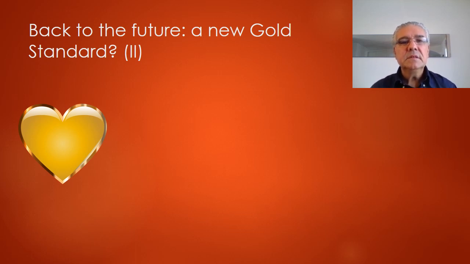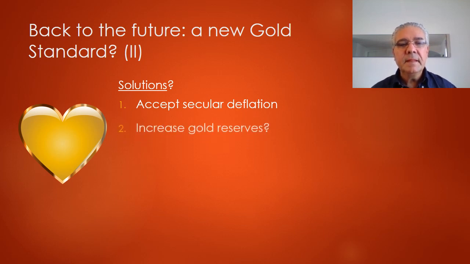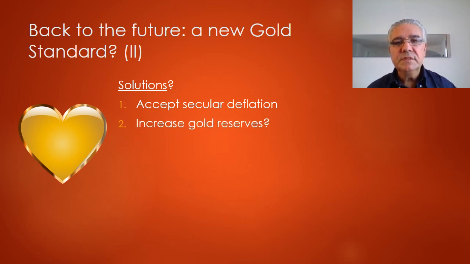So in the end, how can we make this work? What are the potential solutions? First, accept secular deflation. As I said before, if the expectations about anticipated deflation are correct, then economic agents can adjust their earnings, and the real purchasing power is not affected. Could we possibly increase gold reserves? That is a big question, which means that prospection would have to start beyond planet Earth, which is currently technologically too costly.